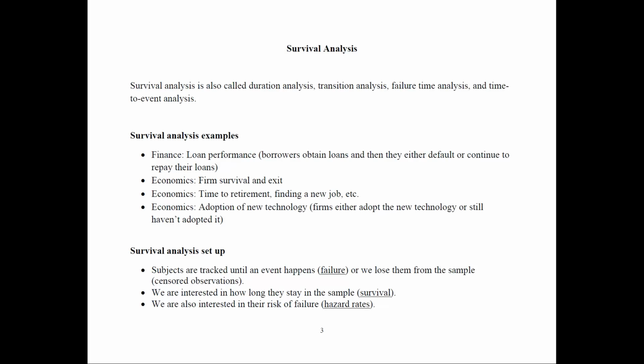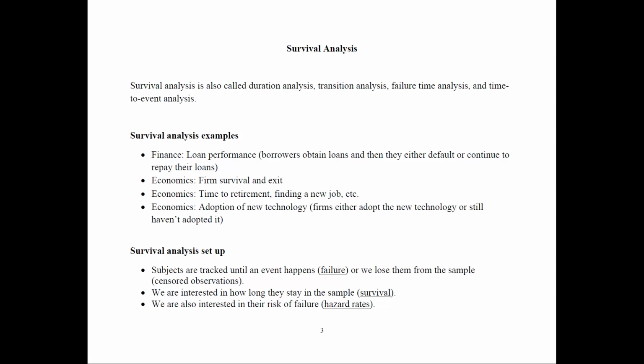So survival analysis is also called duration analysis, transition analysis, failure time analysis, and time to event analysis. It's been used for a long time and in fields other than economics. So there are a lot of examples from those other fields, and some of the terminology we still use today in our fields. So let me provide a few examples.